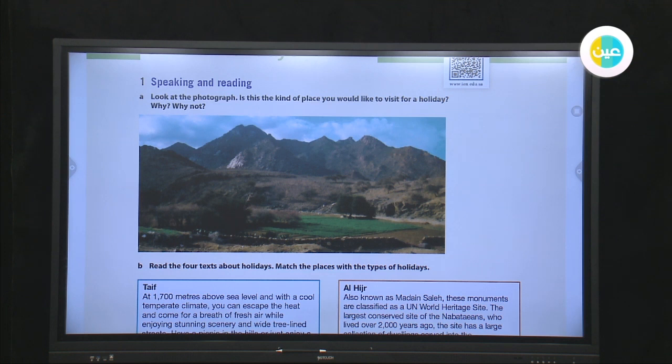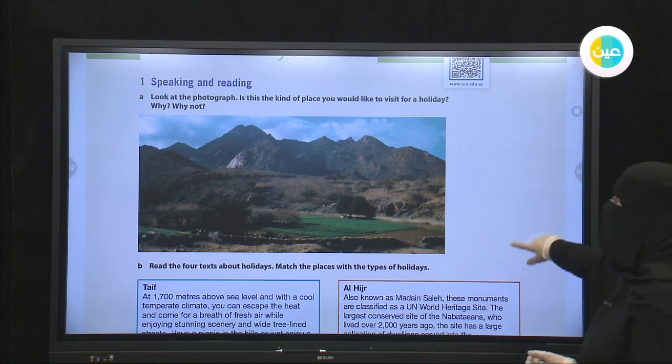Is this kind of place which you want to visit for a holiday? Why? Do you like quiet places which have green farms and trees and so on? If you don't, why not? Why don't you like these places? Do you like crowded places, shopping, markets, restaurants and so on? Okay.